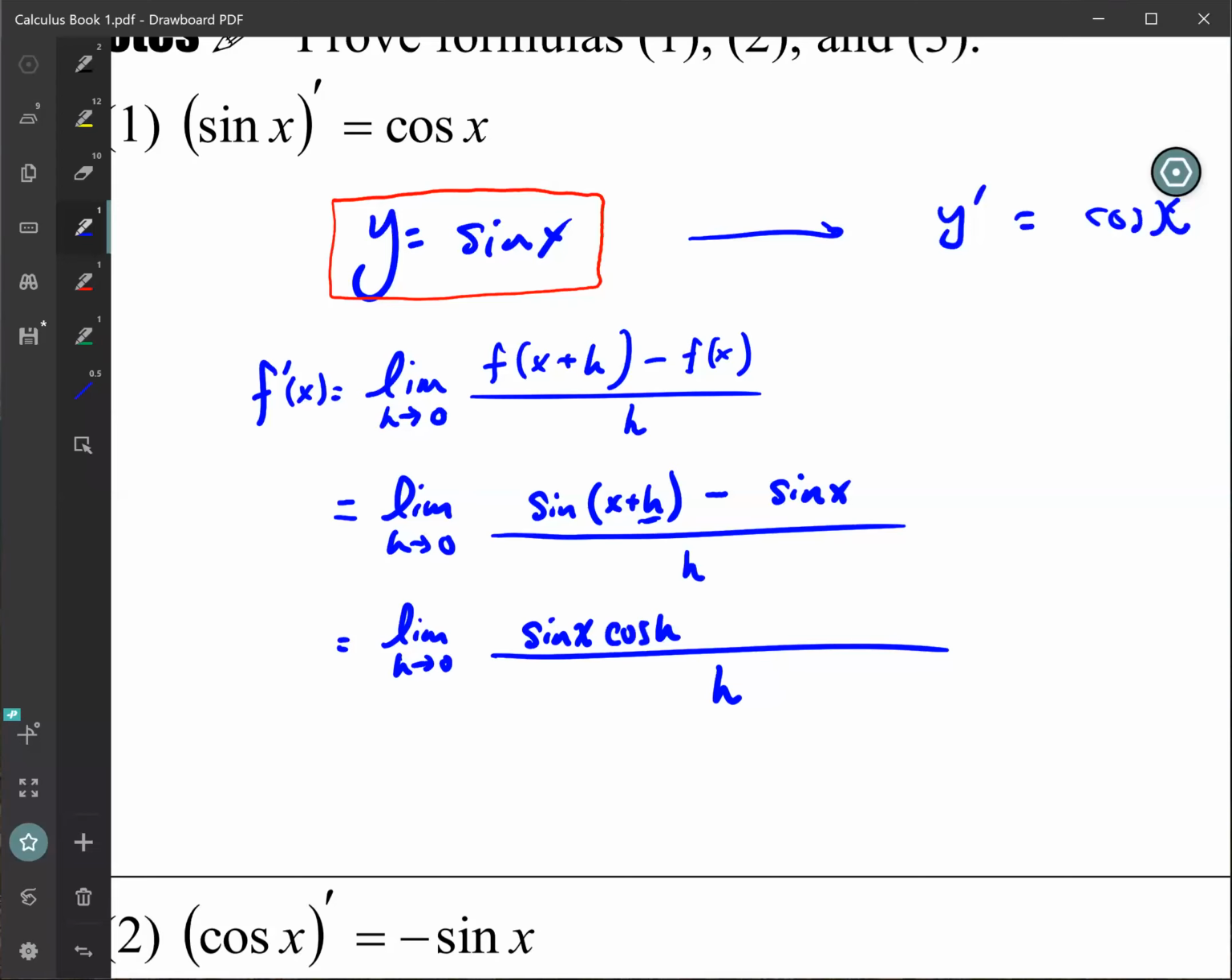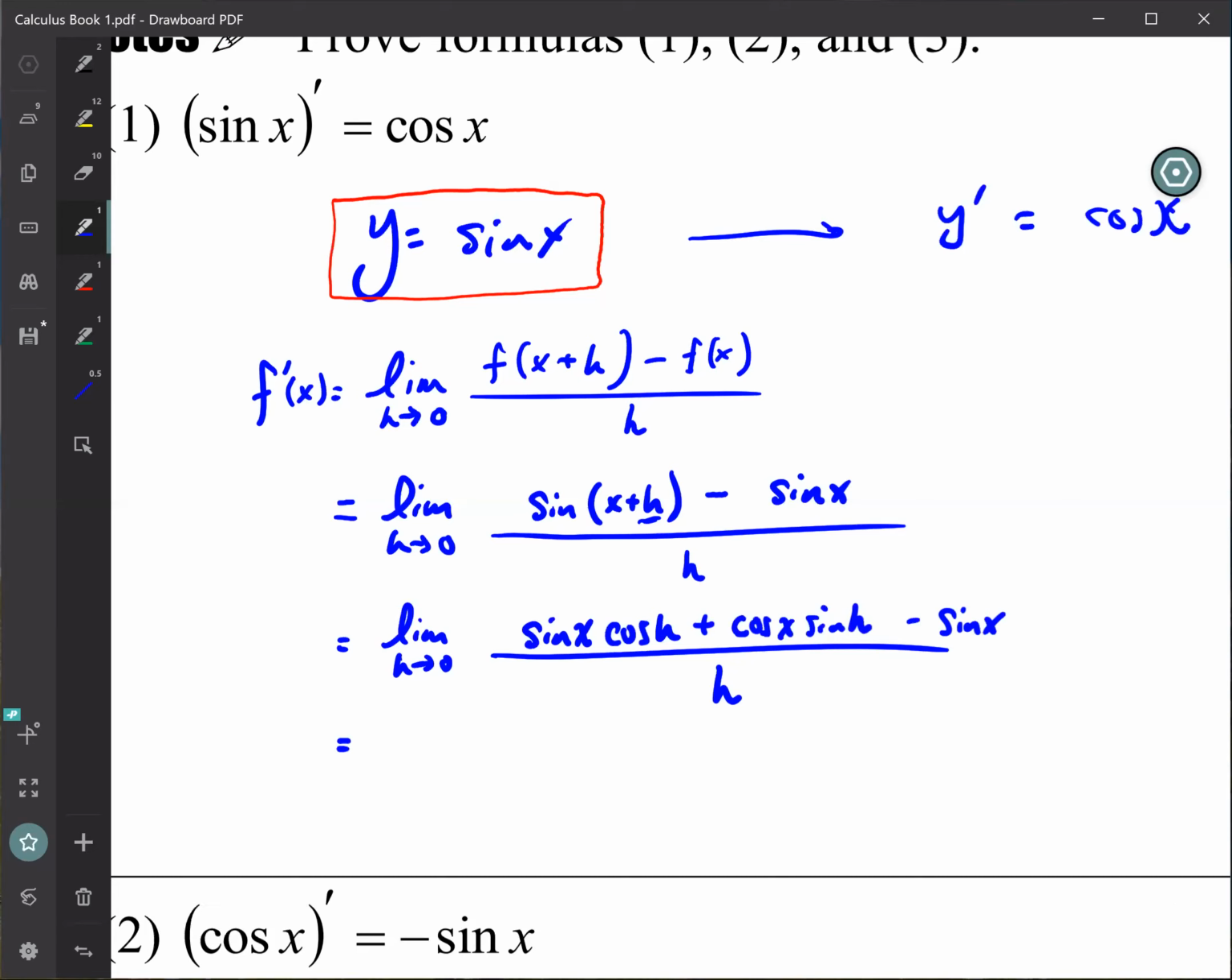Okay, Carrie, what do I write? Sine cosine, and then what? And then is it plus sine h cosine x? Cosine x, sine h. Oh yeah, you did the different order, right? So that's sine x cosine h, and then minus sine x. Any questions so far, everyone?